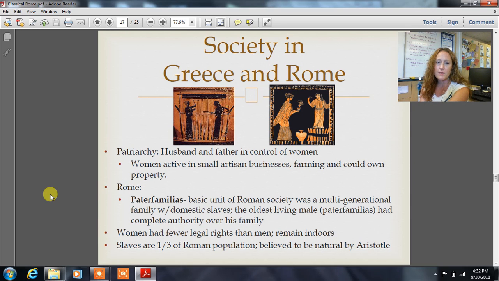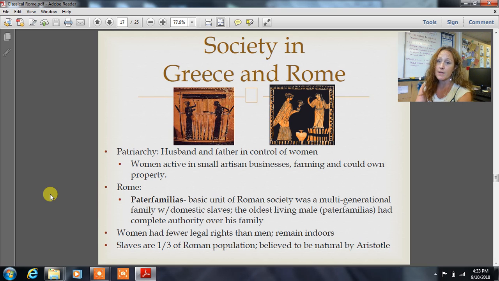But in Rome as well as in Greece, husband and father were in control of women. Say a woman's married and her husband passes away, all the control and legal rights just pass down to her eldest son, and she has to now answer to her oldest son. So definitely patriarchal societies. Women at times were active in small artisan crafts businesses, like pottery. They could own farms and small amounts of property, but for the most part, both these societies were extremely patriarchal.